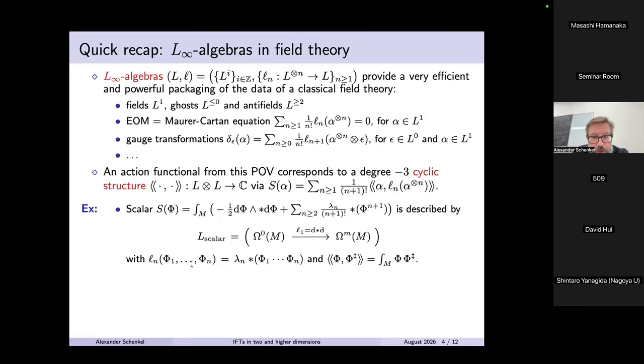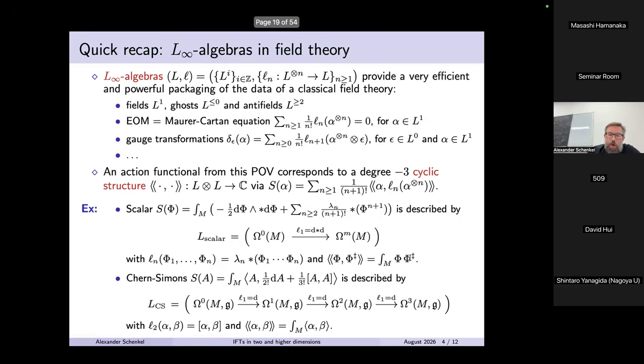So we have the coupling constant, Ln is lambda n, the coupling constant, and then the Hodge dual of the product of fields. So the Ln brackets here are not exactly the interaction potentials, but the derivatives of the interaction potentials. Now, the cyclic structure here is just integrating functions against top forms.